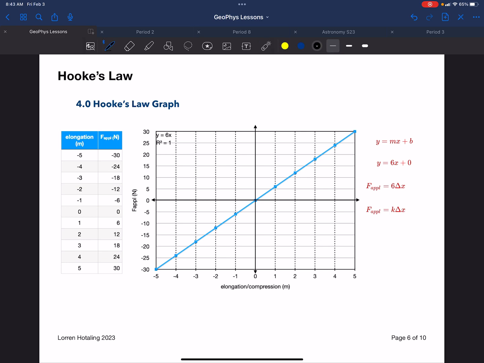So what should be a big takeaway here then is that the slope of the graph is the spring constant. The slope is constant because it's a straight line. And this is how we interpret a Hooke's law graph. If we're graphing force and elongation, the slope of the line will give the spring constant.